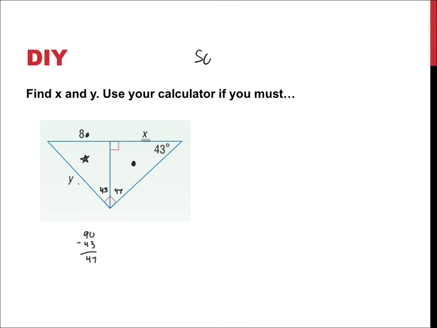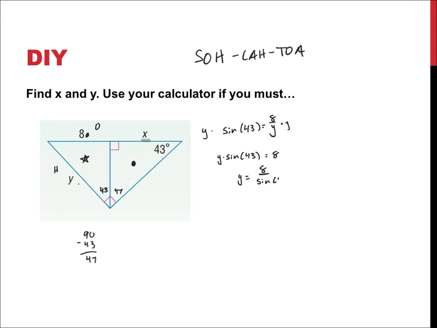So in this one, keep using SOHCAHTOA. I have my opposite and my hypotenuse. So that means I'm going to be using sine. The sine of 43 is equal to 8 over y. Now since I have my angle, I'm going to just keep using sine. I'm not going to use inverse. I'm just going to solve for y. So multiply y to both sides. Divide sine of 43 to both sides.